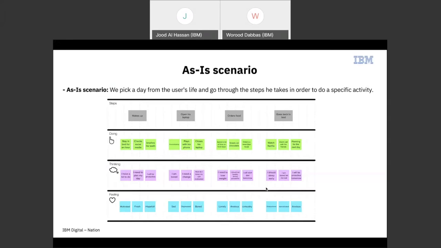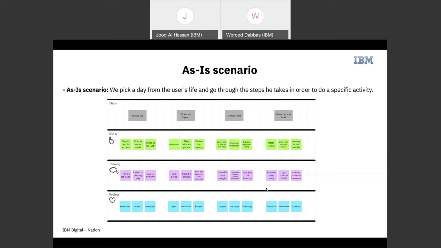This step is because we need to figure out exactly how he is feeling about each one of the steps that he's going through. And from the feeling, we get to know what the pain points of our persona are. So these are the steps that we have for today, which are: he wakes up, he opens his laptop, he orders food, and he goes back to bed. It's a typical day for anyone in the pandemic.